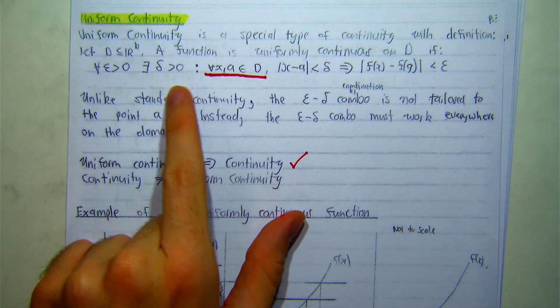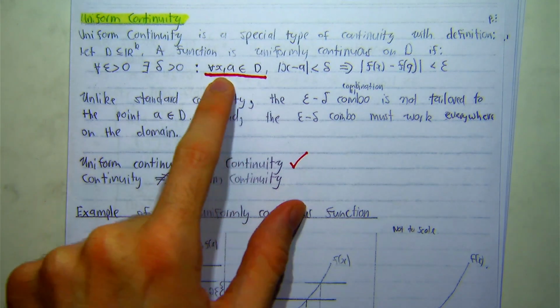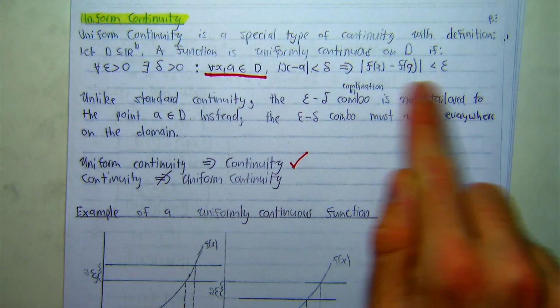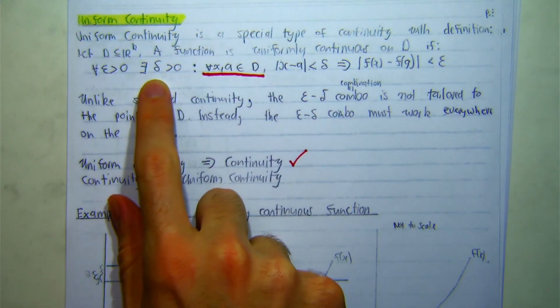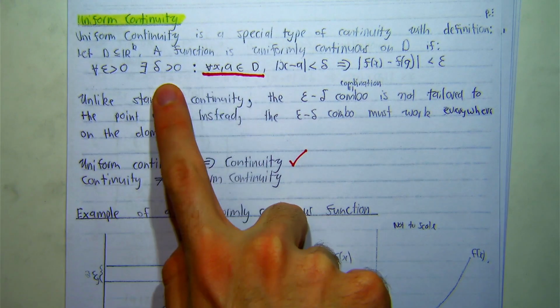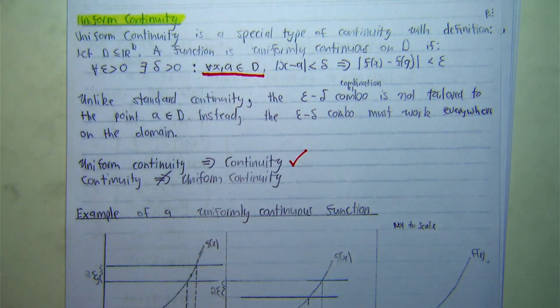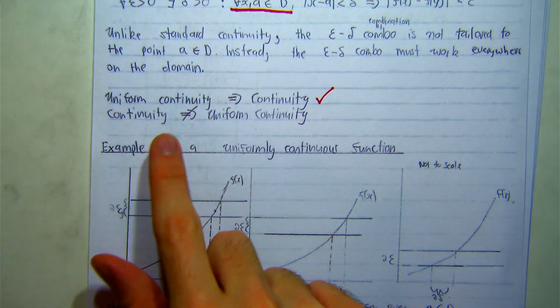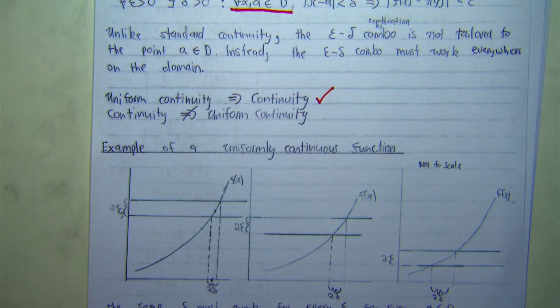It's a very subtle difference in the definition, but mathematically it makes a difference because in our proof, we cannot choose our delta in response to the a. We have to choose our delta independently and then show that it works for any a in the domain. One quick comment is that uniform continuity implies continuity, but of course, continuity does not imply uniform continuity, as uniform continuity is the stronger type of continuity.